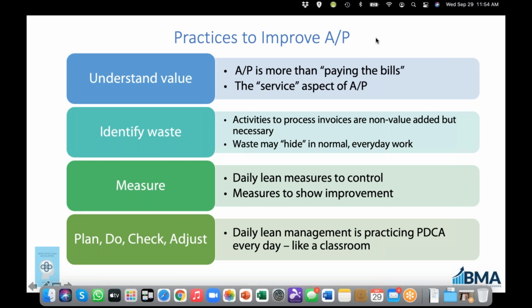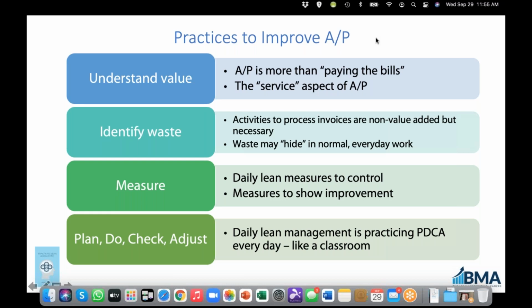All right, so here's some wrap up practical advice. I'd say accounts payable is more than paying the bills. Think about the service aspect of accounts payable. How do you deal with all the other requests from your suppliers or from any of your customers? And focus on that. Understand that a lot of the waste may be hidden in normal, everyday work routines. A lot of the non-value added but necessary work.